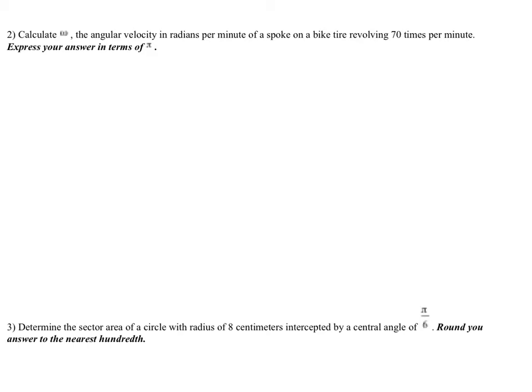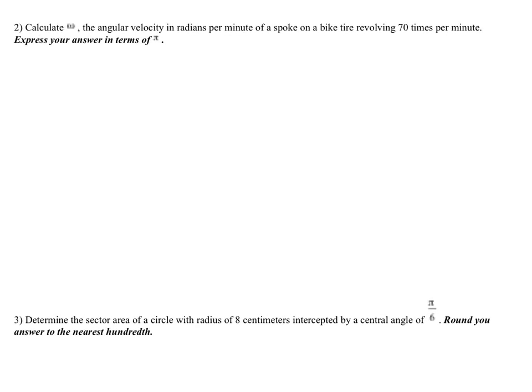Omega is written as a W. It looks like a little W, and we call it omega. And it's omega equals theta divided by time. All right, so first of all, we need to figure out what our angle is. And so the angle is going to be 2 pi once again.